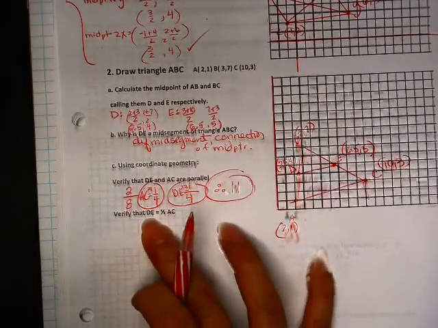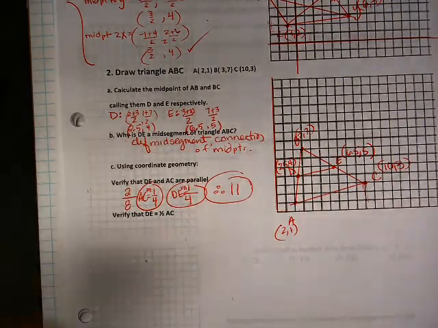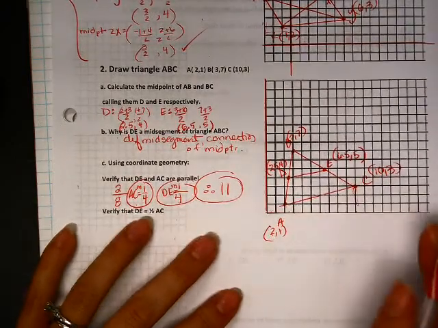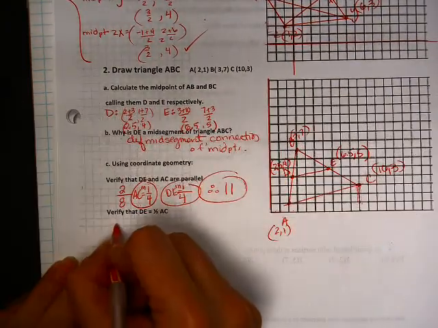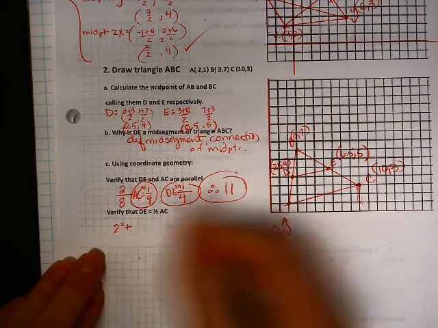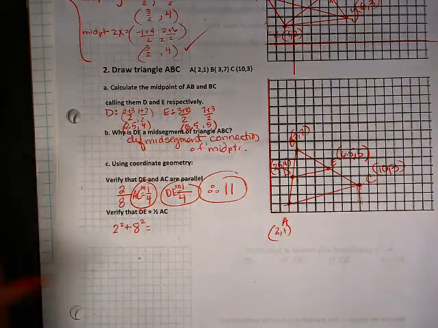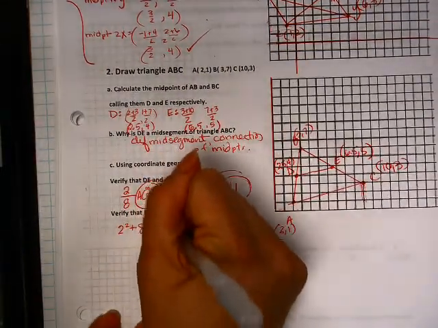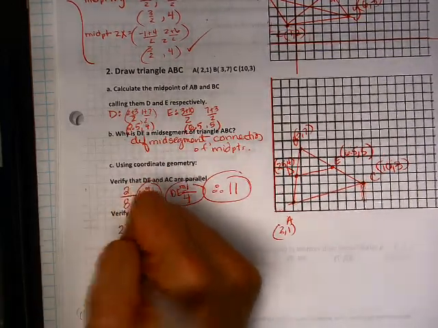So now I want to prove that this is half of this length. Well, if I'm talking about length, I need to know the length, which means coordinate geometry. My only option is Pythagorean theorem or the distance formula. So I've got 2 squared plus 8 squared, which is equal to 4 plus 64, which is 68. So the square root of 68 is equal to AC.